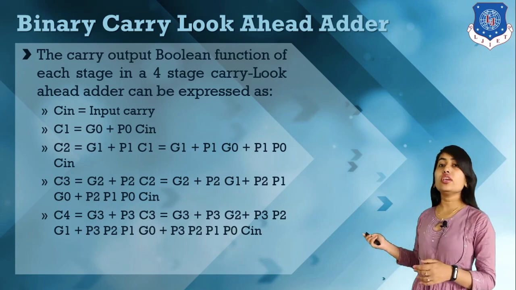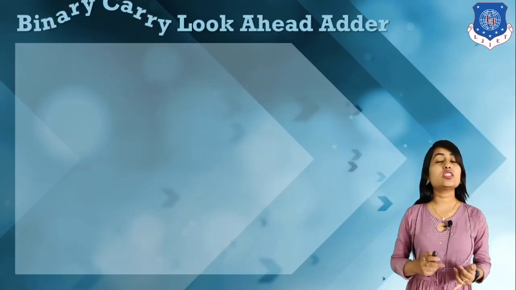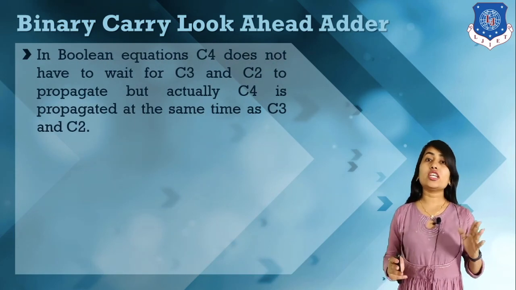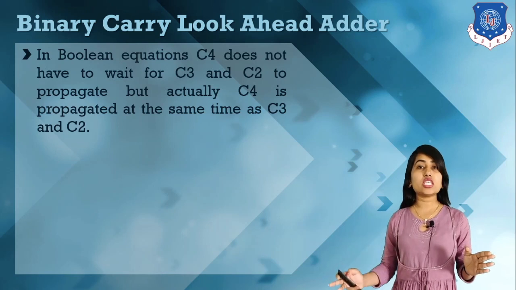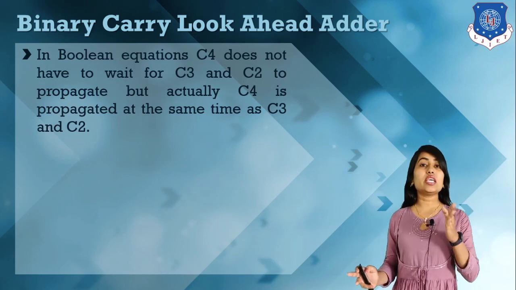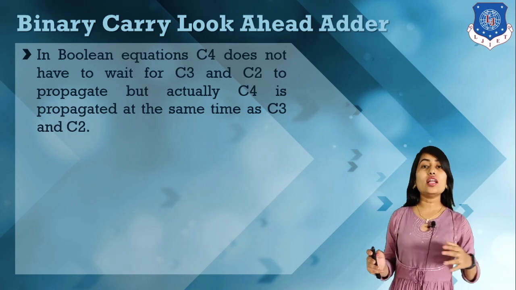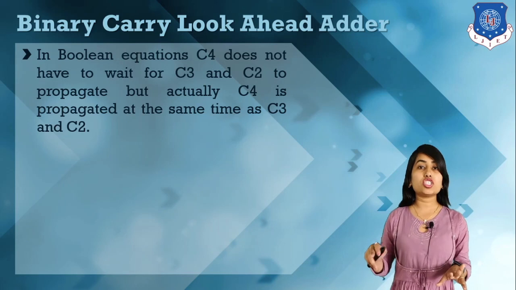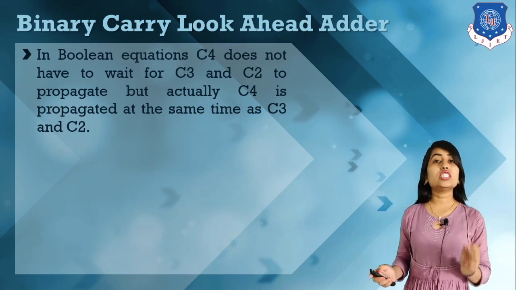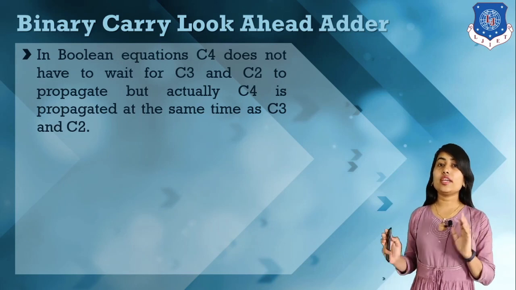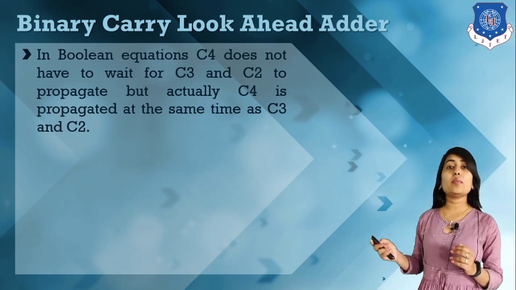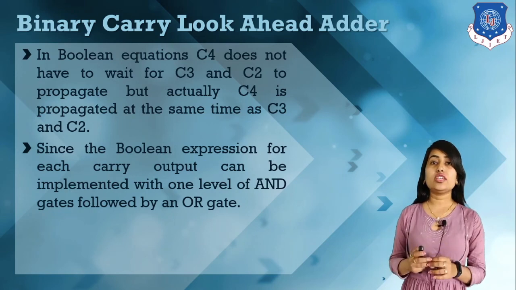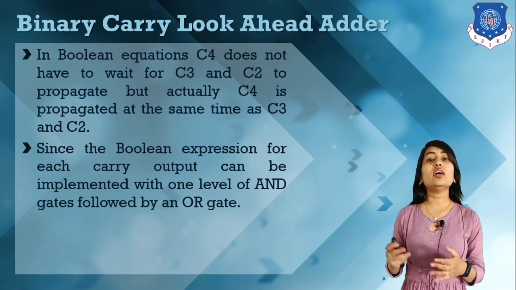So here we can calculate C4, which does not depend on C3 or C2. We can calculate C4 in the same duration as C0. C4, C3, C2, C1 can all be calculated at the same time as we calculate C0. So our C4, C3, C2, C1 are calculated together with C0, and by considering this we can generate our carry look ahead generator circuit, which calculates our carry bits.